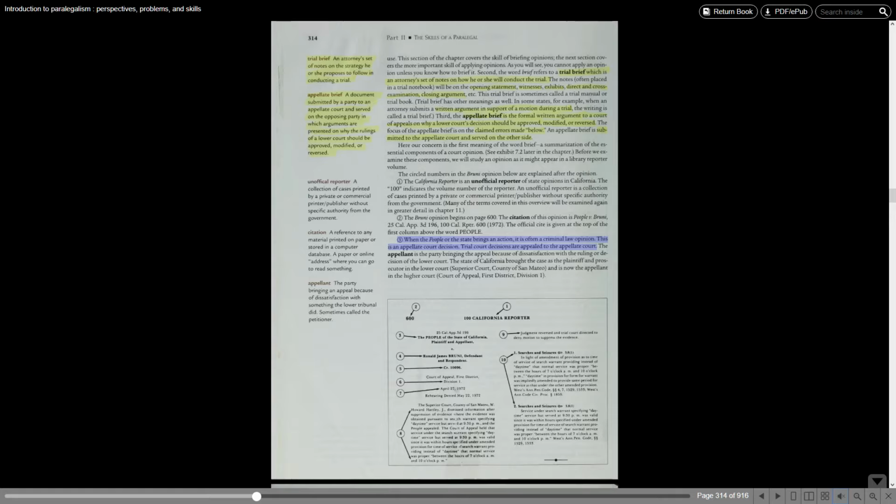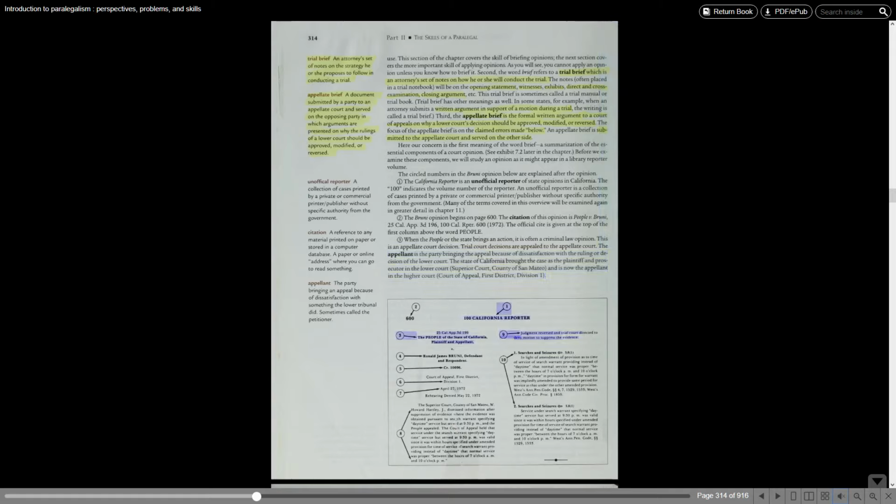Trial court decisions are appealed to the appellate court. The appellant is the party bringing the appeal because of dissatisfaction with the ruling or decision of the lower court. The state of California brought the case as the plaintiff and prosecutor in the lower court, Superior Court, County of San Mateo, and is now the appellant in the higher court, Court of Appeal, 1st District, Division 1.